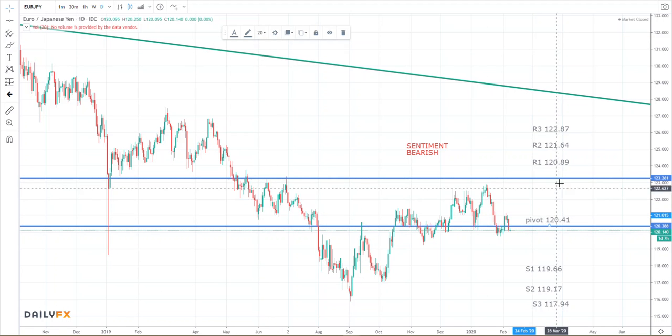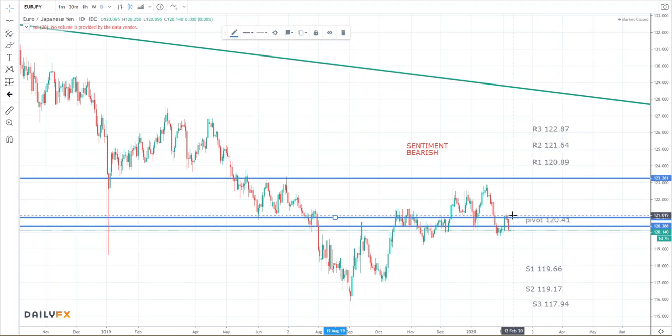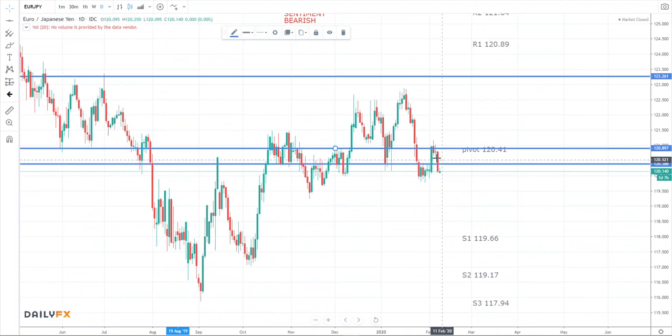That's our pivot. Now we see R1 at 120.89. So right here, that makes sense, right? So we see our last high. If we zoom in, last week, that last high it made was then rejected. That was like our last little rally. So that's where our first resistance is. Here's our pivot, first resistance.